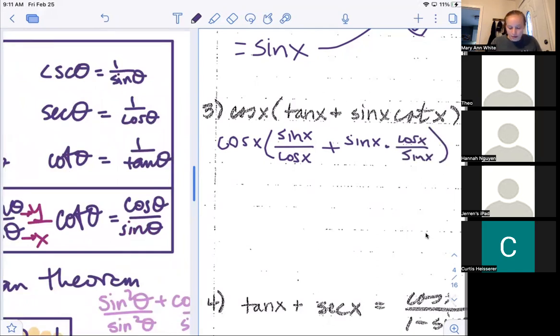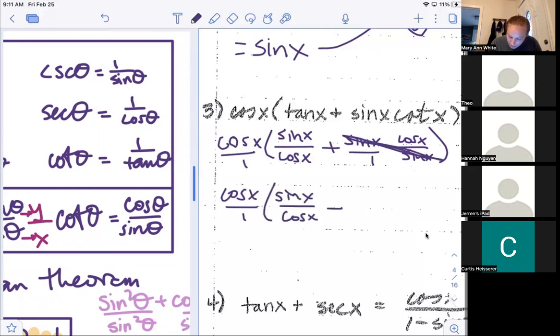I can put the cosine and sine over 1 if that helps make things a little bit easier. All right, what should I do next? Cancel out the sine 1 and then the cosine sign. We can cancel out those. We can cancel out these signs. So I'm left with cosine x over 1 times sine x over cosine plus cosine. So we canceled out those signs.